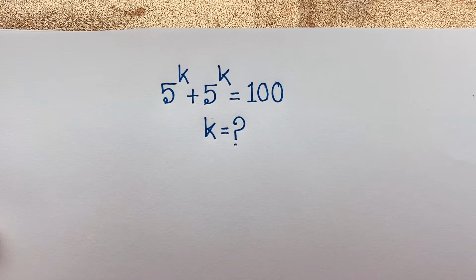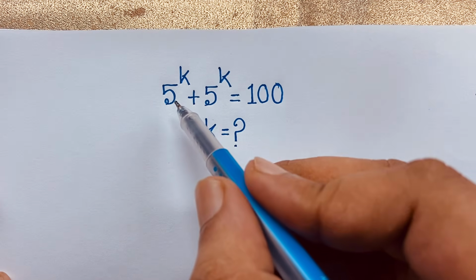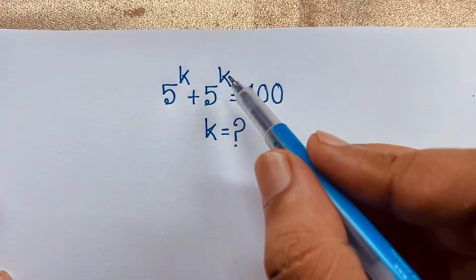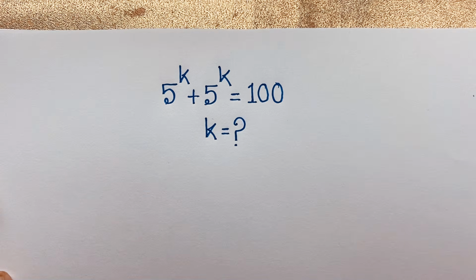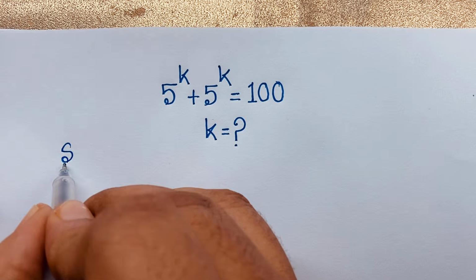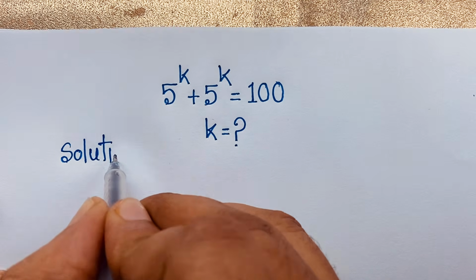Today we are solving an interesting Chinese exponential math problem, which is 5 to the power k plus 5 to the power k is equal to 100. K is equal to what? How to solve this interesting exponential math problem? This is our math solution.